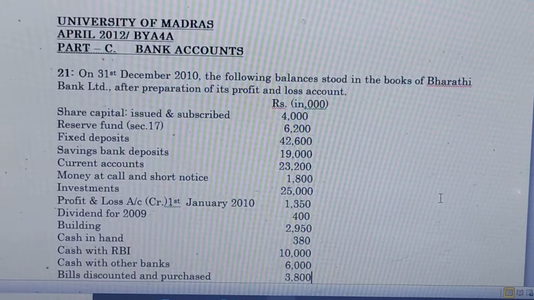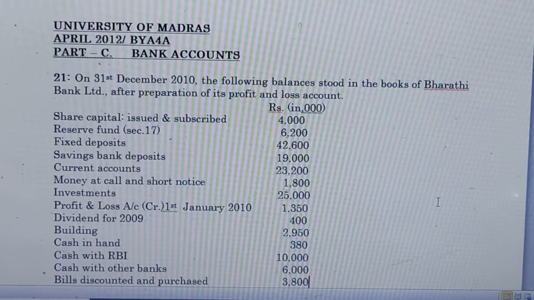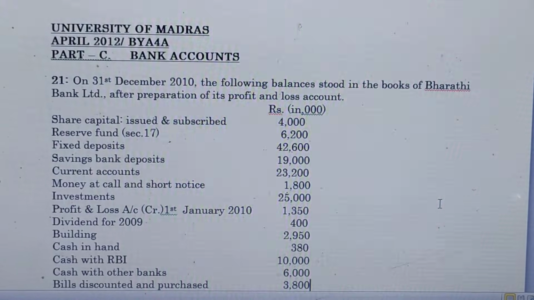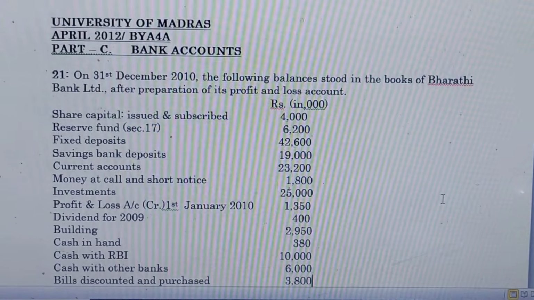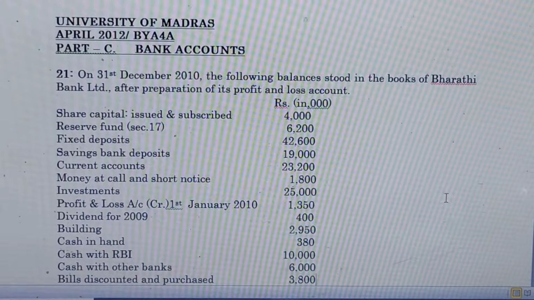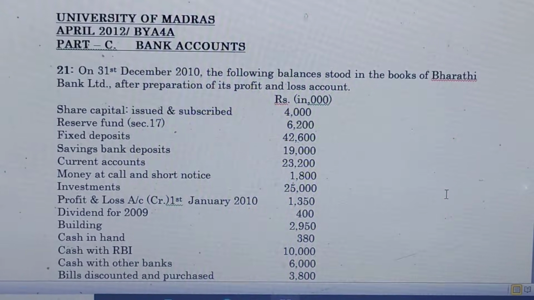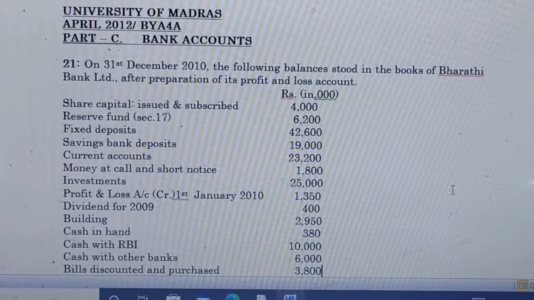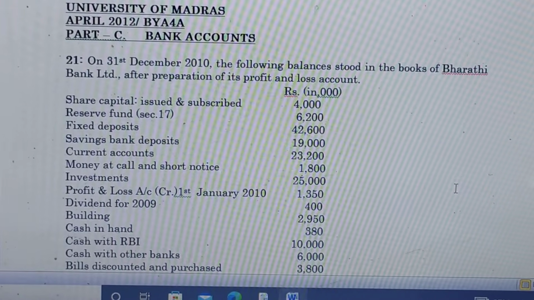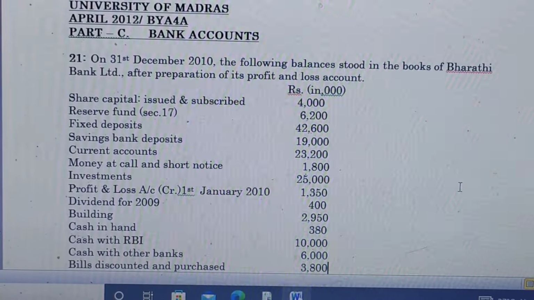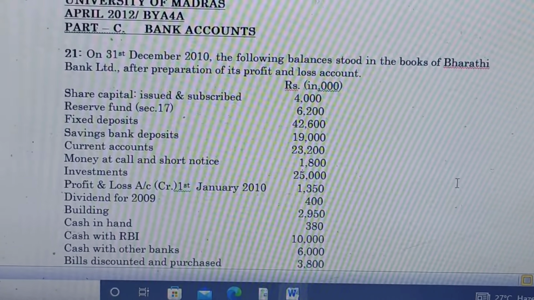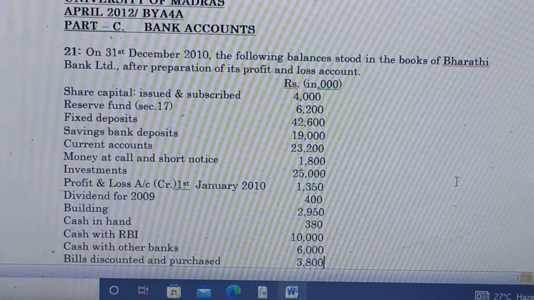On 31st December 2010, the following balances stood in the books of Bharati Bank Limited after preparing its profit and loss account. Share capital issued and subscribed rupees 4,000. Reserve fund section 17 rupees 6,200. Fixed deposits rupees 42,600. Savings bank deposits rupees 19,000. Current accounts rupees 23,200. Money at call and short notice rupees 1,800.